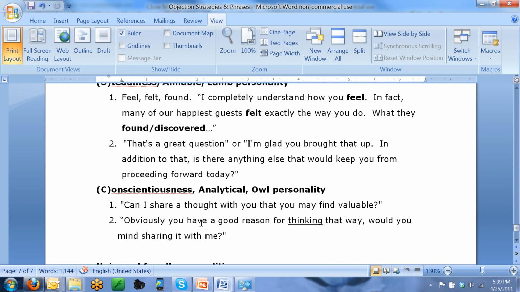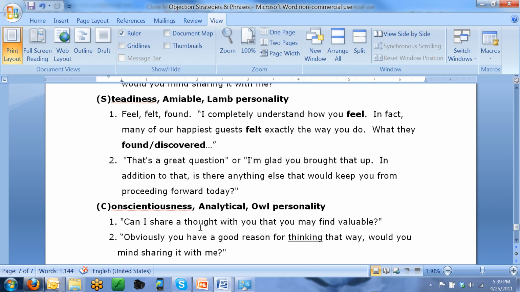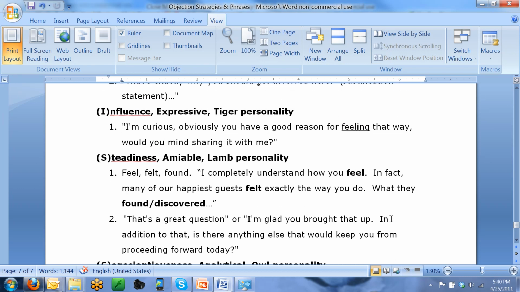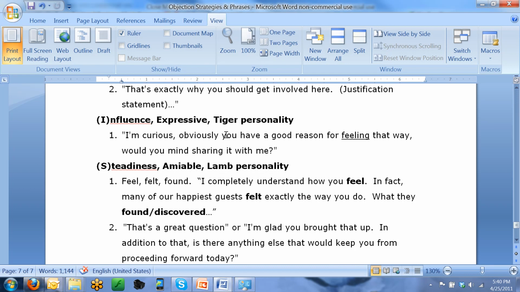That's a great one. I also like a couple of ones for the conscientiousness: Can I share a thought with you you may find valuable? And also for the influence: I'm curious. I would say you have a good reason for feeling that way. Would you mind sharing it with me? And then let them expand.